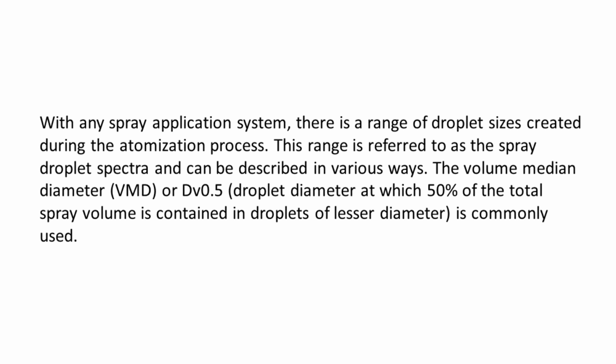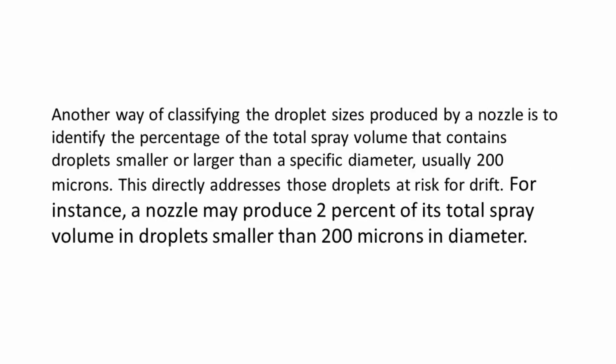This range is referred to as the spray droplet spectra and can be described in various ways. The volume median diameter, VMD, or DV 0.5, the droplet diameter at which 50% of the total spray volume is contained in droplets of lesser diameter, is commonly used. Another way of classifying the droplet sizes produced by a nozzle is to identify the percentage of total spray volume that contains droplets smaller or larger than a specific diameter, usually 200 microns. This directly addresses those droplets at risk for drift.